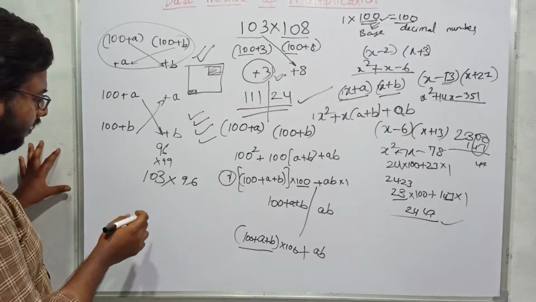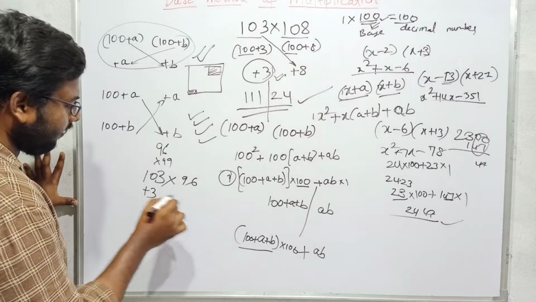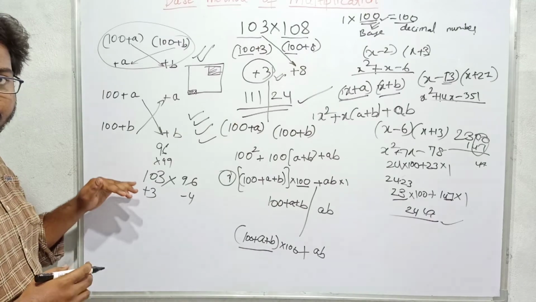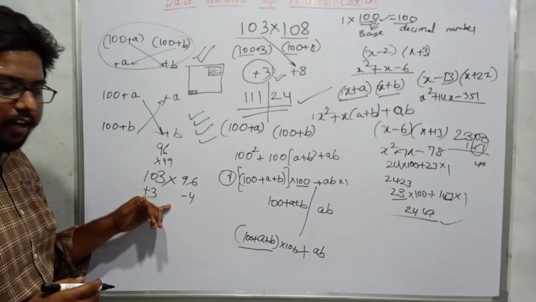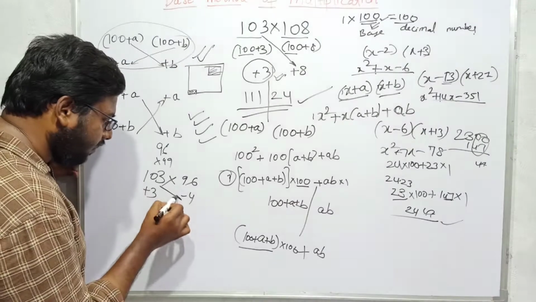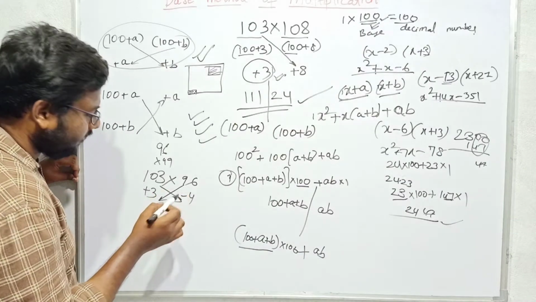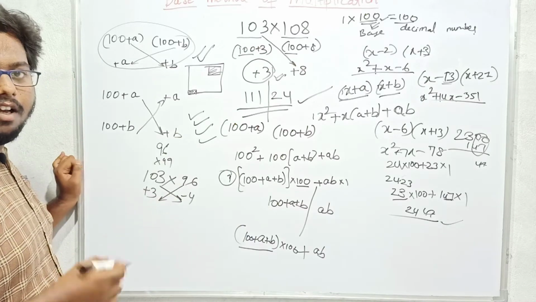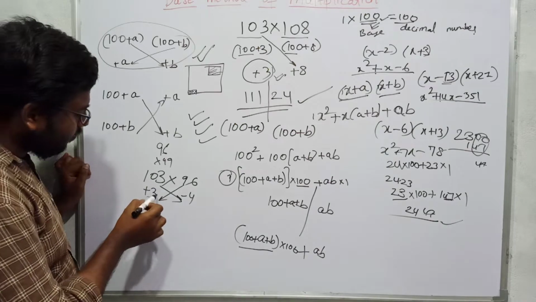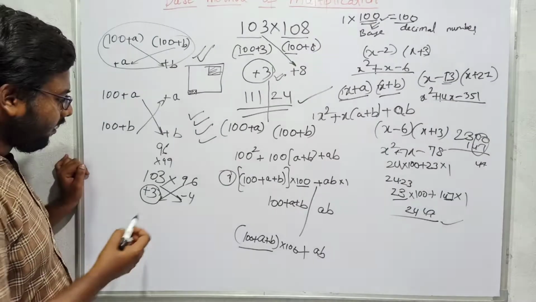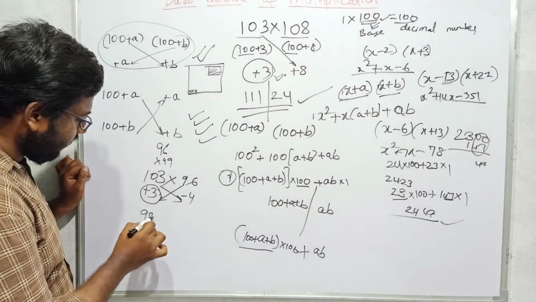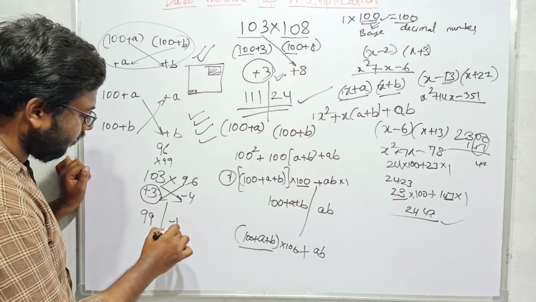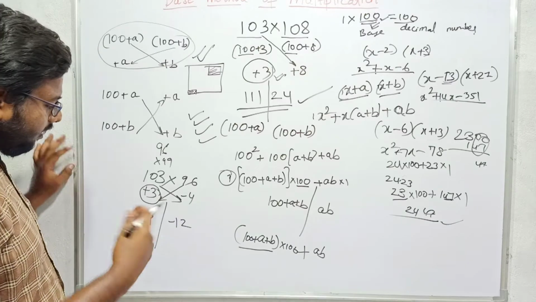103 into 96, I will write this as plus 3 and this as minus 4, because this is plus 3 from 100, that means 3 away from 100, and this is minus 4 away from 100. What I have to do is compute this, or compute this. 96 plus 3 is 99, otherwise 103 minus 4 is 99. So I said always operate on the small number, so the operation will be very easy. 96 plus 3 is 99, slash plus 3 times minus 4, this is minus 12.